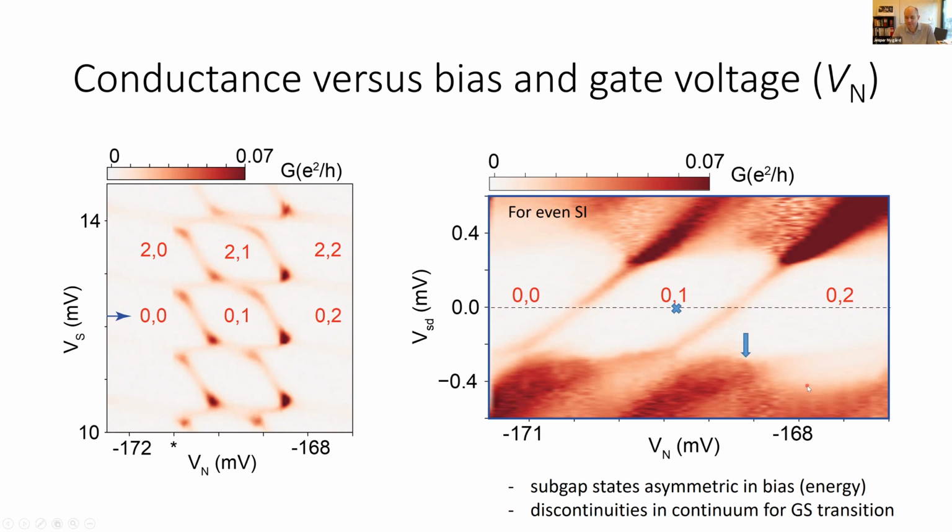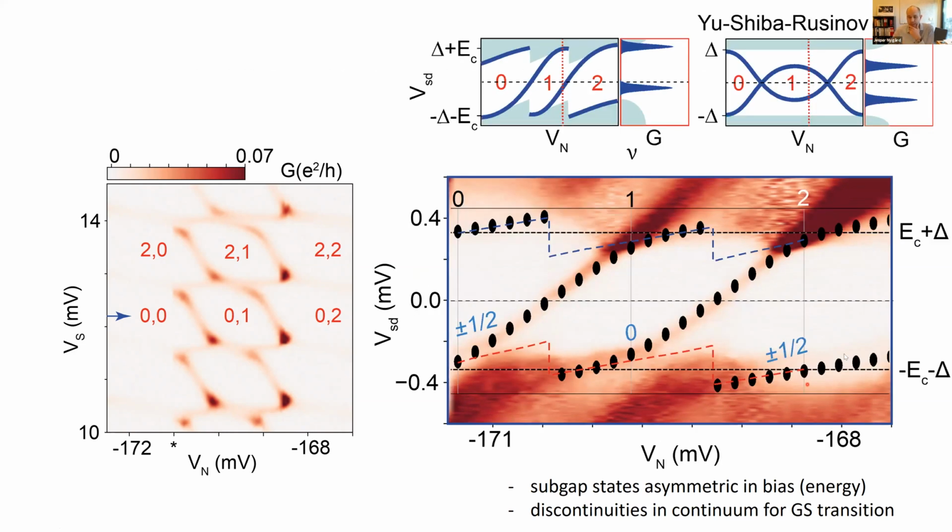At least we can conclude this is very far from the eye-like shaped patterns we expect if this behaved like a Shiba state. Again, modeling gives a very nice match. In fact, with the same parameters as shown in the previous slide, we can map out the excitation spectrum of this hybridized dot superconducting island system very well, making us believe that it's actually a proper representation of the system.